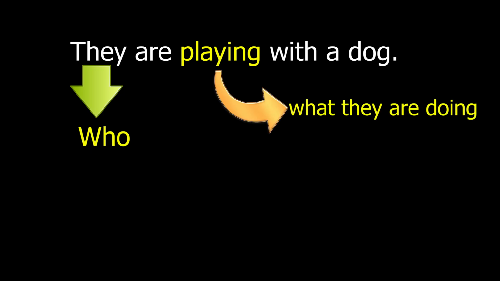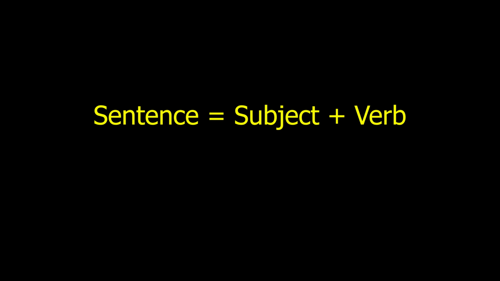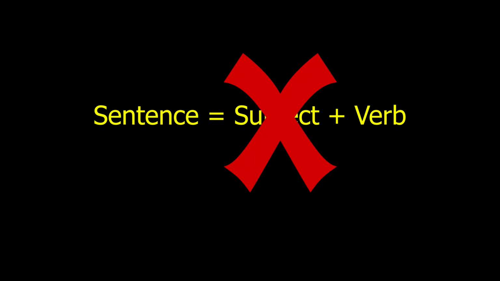Let me give you more examples. So look at this sentence. They are playing with a dog. The subject is they, and the verb is playing. The subject is the who, and the verb is what they are doing. In Activity 5, we looked at subjects and predicates, which goes into much more detail. But let's stick to the basics. First, we agree that for a sentence, you need a subject and a verb. If one is missing, you have a fragment.